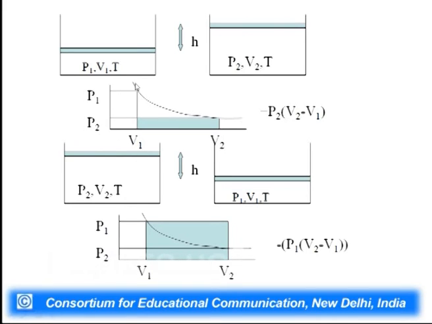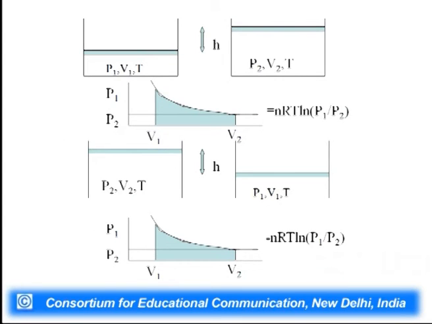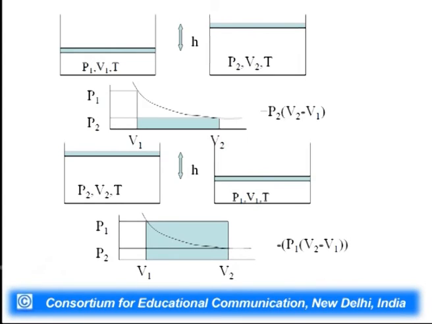So, this is your P1 V1 T to P2 V2 T, and in this case it is simply a one step process, you can get V2 minus V1.